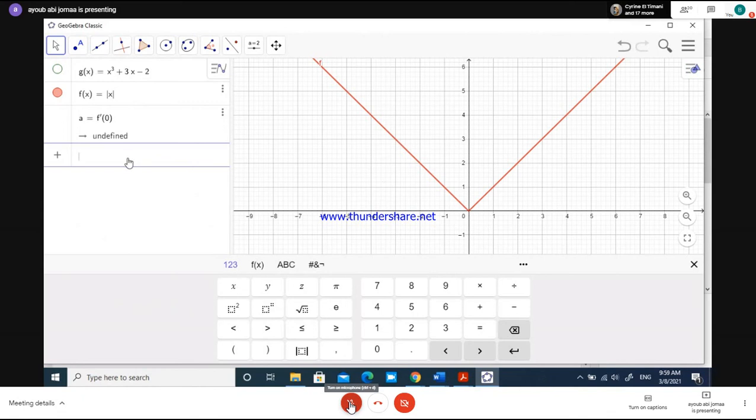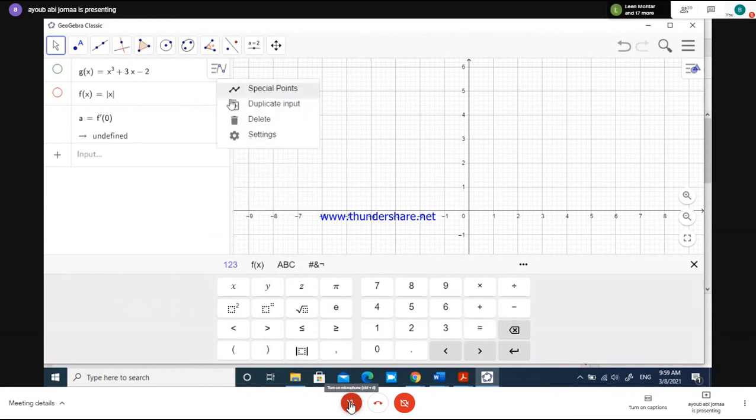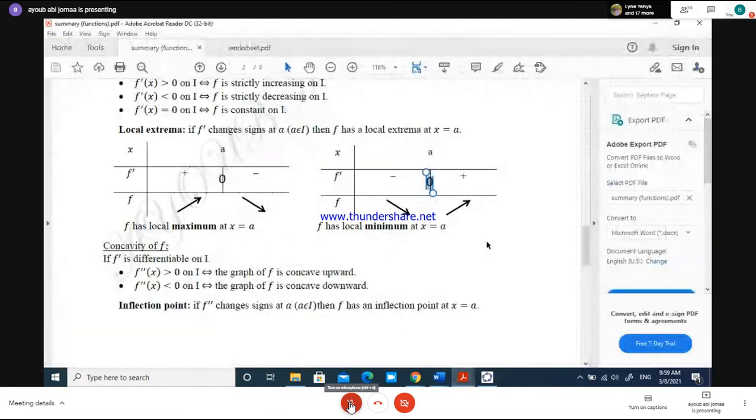Okay. Take for example x squared. Here the curve is smooth. The derivative at 0 is equal to 0. Here h prime at 0 is equal to 0. We have a minimum, and the curve is smooth and differentiable, and the derivative should be equal to 0. Okay? At any local extrema, the derivative is always 0. At any local extrema, the derivative is 0.